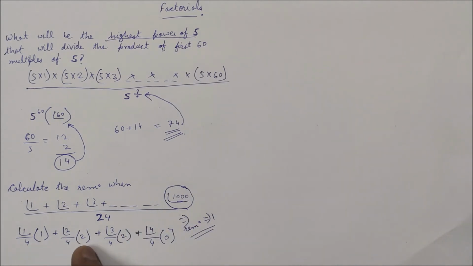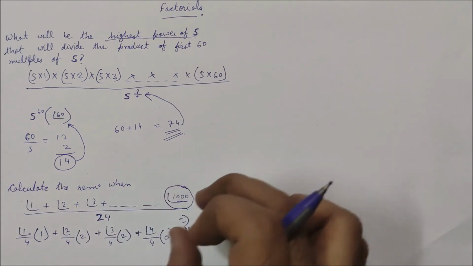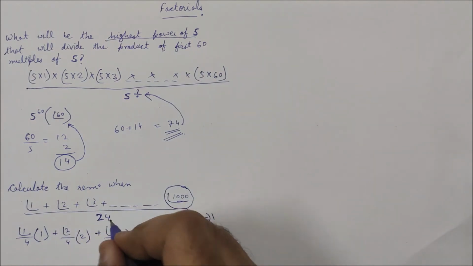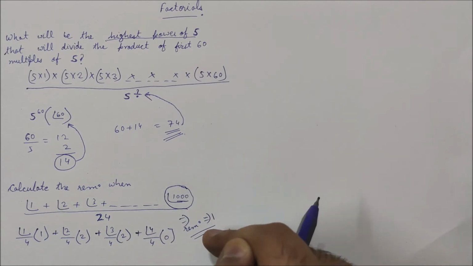So we had to worry about only these remainders. That would be 1 plus 2 plus 6, which is 9. 9 divided by 24 will give me a remainder of 9 itself. So if this is divided by 24, then the remainder would have been 9 and not 1.